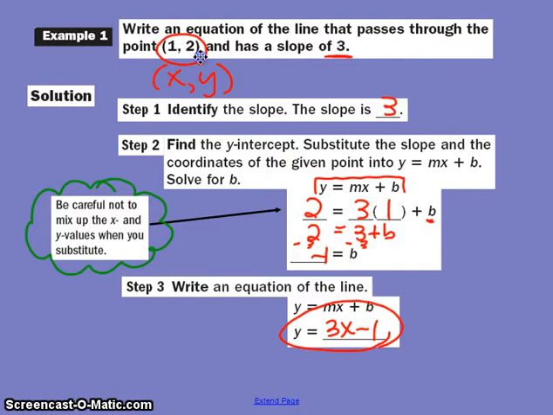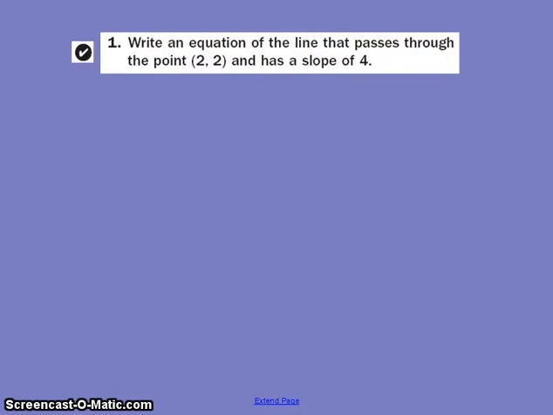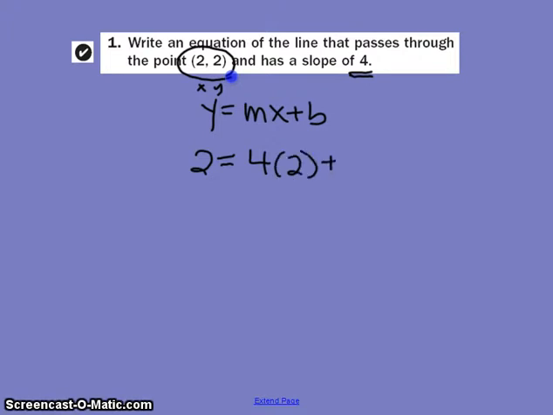It happens a lot. So let's try that again. I'm going to look for the equation of a line that passes through the point (2, 2) and has a slope of 4. In my y equals mx plus b equation, I already know that my m is 4, and in my ordered pair (2, 2), there's an x and a y value. So my y value is 2, that equals 4, which is my slope, times my x coordinate of 2, and now I can solve for my y-intercept.